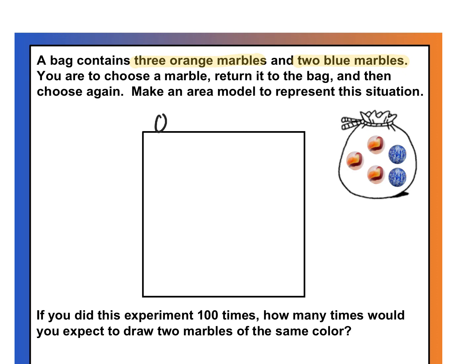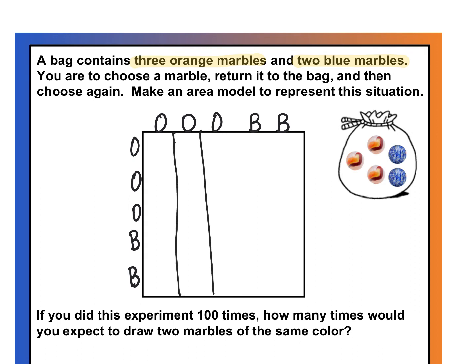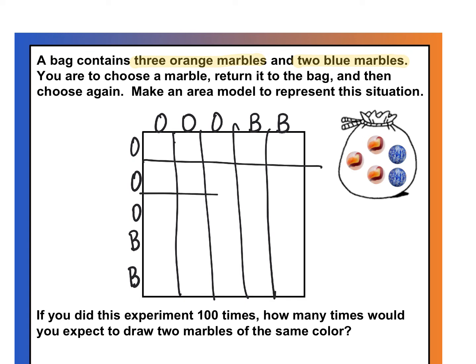So we're going to have orange, orange, orange, blue, blue. Then we're going to put the marble back. So we're still going to have 3 oranges in when we pick the next marble and 2 blues. It's going to be different tomorrow when we don't replace the marble, but today, replace the marble. So we need 5 columns going down, 5 rows going across.